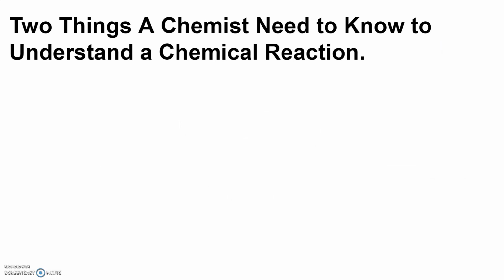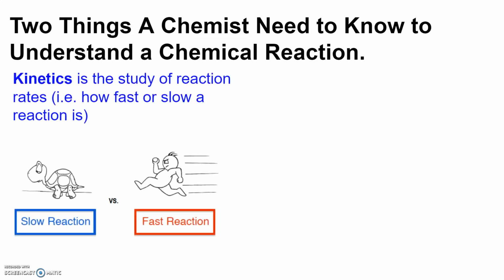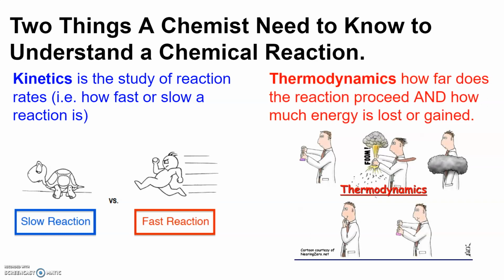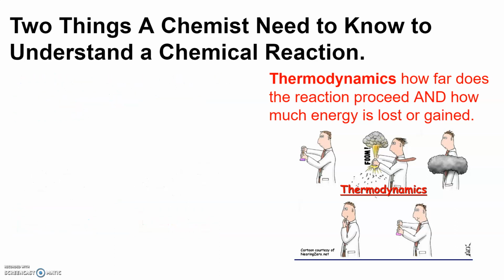So, a chemist who is studying a chemical reaction needs to know two things about that chemical reaction in order to fully understand it. One of the things that a chemist needs to know is known as the kinetics of the reaction, which studies the rate of the reaction, or how fast or slow the reaction is. The other thing that the chemist needs to know is the energy changes that take place during the reaction, and that's covered under the topics of thermodynamics. So in this first part, we're going to focus on thermodynamics.